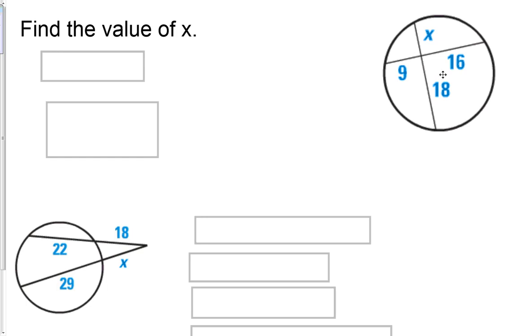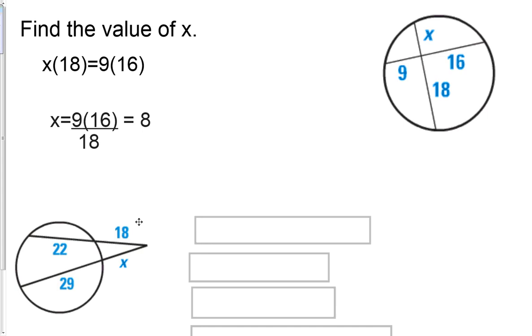Couple more, right? This one's again the inside one. This one's a secant, and plugging them in. X times 18 is 9 times 16. Divide by 18 on both sides. 9 and 18 cancel. 9 goes into 18 twice. 16 divided by 2 is 8. Or you can just plug it into your calculator, right?